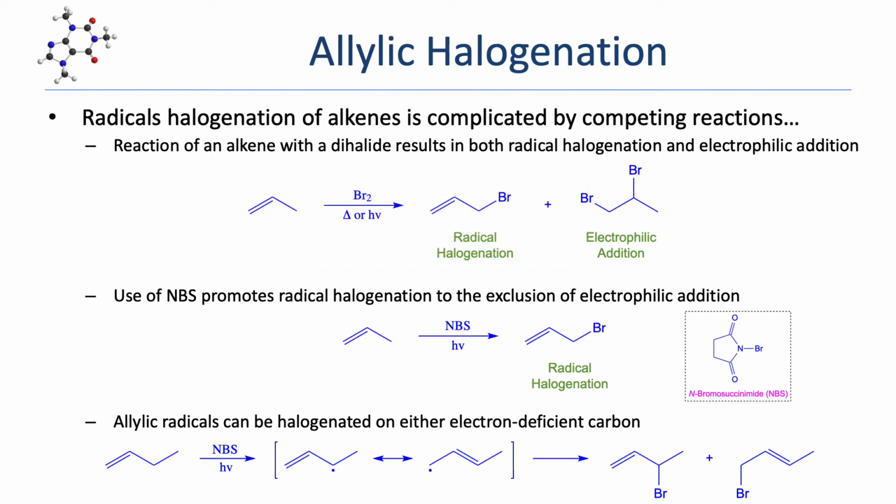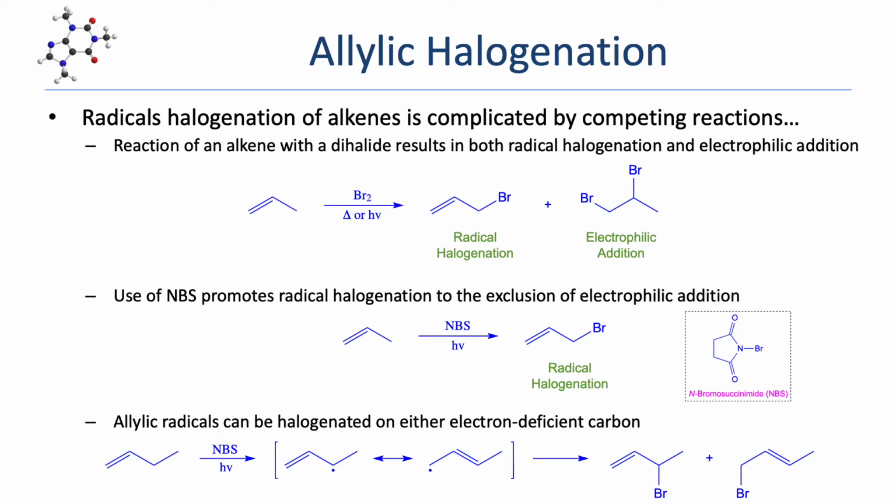While this reaction does in fact work, it's complicated by a second reaction that you're probably already familiar with, and that's electrophilic halogenation, the addition of Br2 across the pi bond of the alkene. This means that treatment of an alkene with a dihalide results in a mixture of products, from radical halogenation and electrophilic addition. Radical halogenation at the allylic site can, however, be achieved using a different set of reaction conditions.